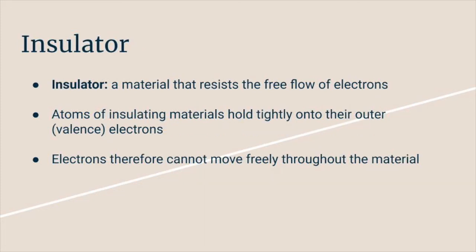An insulator, on the other hand, is a material that's going to resist the free flow of electrons. So charge will not readily or easily flow through an insulator. The atoms of insulating materials hold very tightly onto their outer electrons. So they're really holding tight onto those valence electrons. And those electrons, therefore, are not going to freely move throughout the material. So we won't see the same cascading effect where we can send a bunch of charge throughout the material like that.